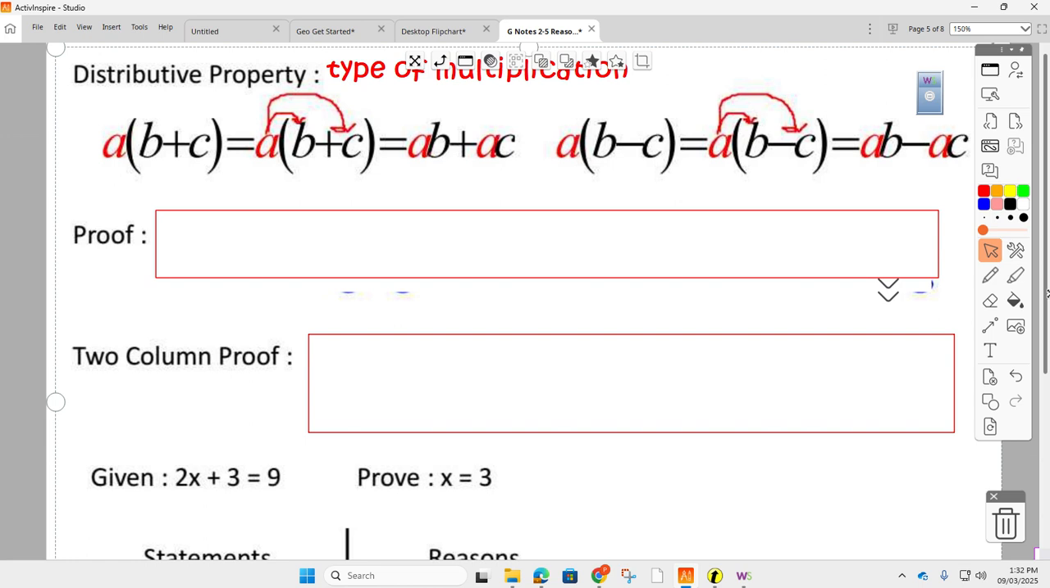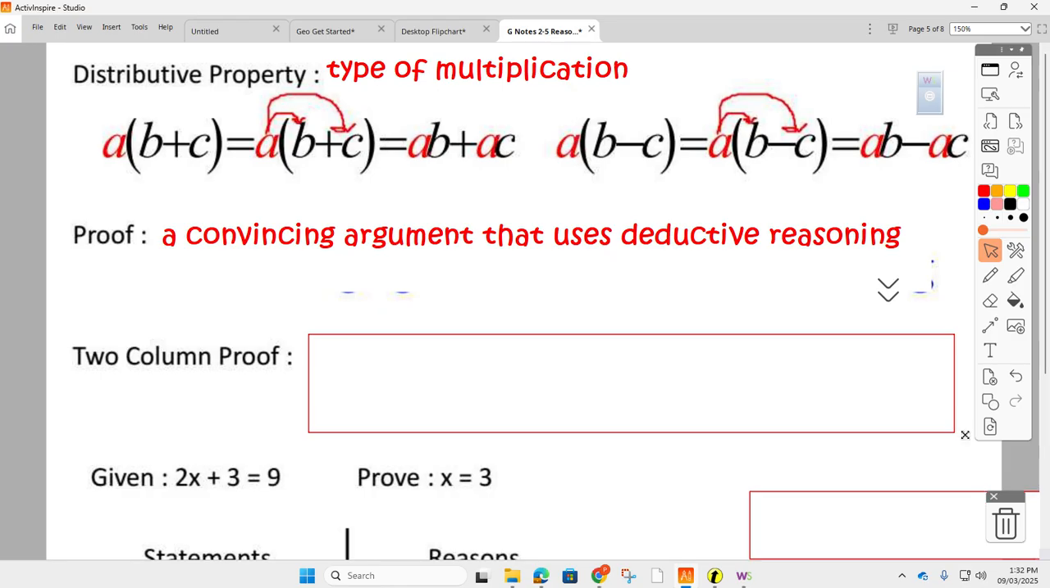So all of these things we've learned are justifications for steps we can use in our proof. Proof is a strong argument for something. In this case, it's going to be an argument that proves how you get from one step to the other. So a proof is a convincing argument that uses deductive reasoning. In other words, it has to be an argument based on things that we know are true. Okay? The particular kind of proof that we're going to work with is a 2-column proof. It just means it has 2 columns.